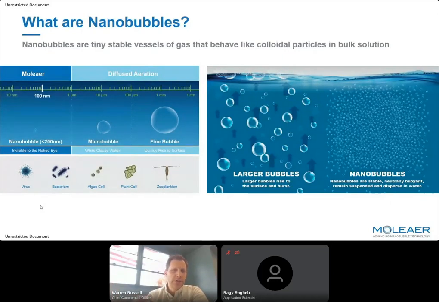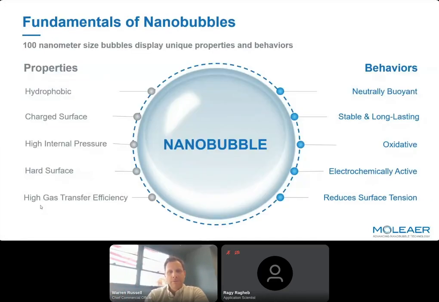And then what's unique about it is that it follows Brownian motion and is very stable in bulk solution. Some like to make the analogy that it looks like dust in a sunbeam, and you see the way that it floats and follows this random movement. That's what we're seeing these nanobubbles do in bulk phase and in liquids. So the properties are relatively well understood.